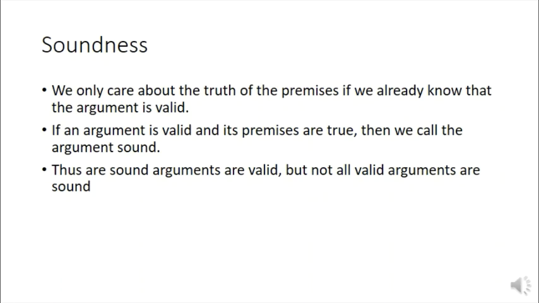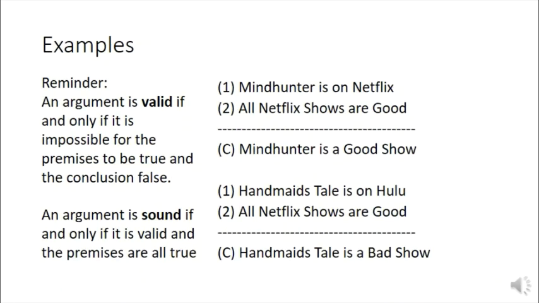Now let's see what this means by way of example, and let's go back to those examples we were working with earlier. Mindhunter is on Netflix. All Netflix shows are good. Therefore, Mindhunter is a good show. Handmaid's Tale is on Hulu. All Netflix shows are good. Handmaid's Tale is a bad show.